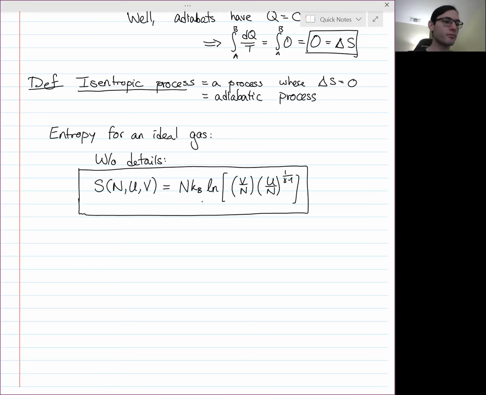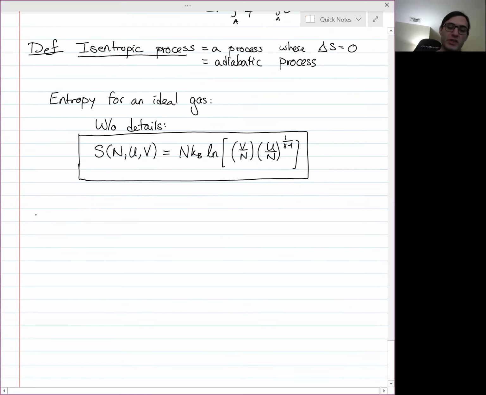So you can actually do a lot with this formula. You can calculate entropies for a given system, and then you can calculate changes in entropy and so on. But we're not going to spend a whole lot of time using this formula because this is the last lecture. What we can do is compute the entropy change for special processes.